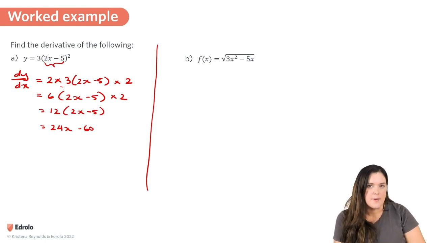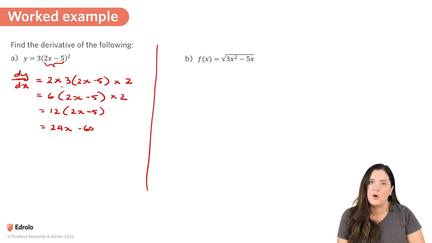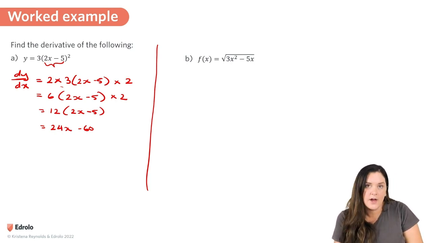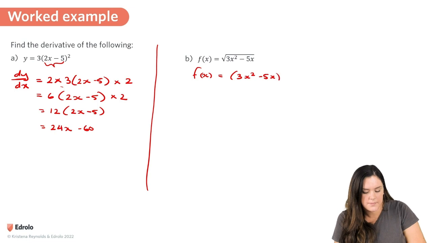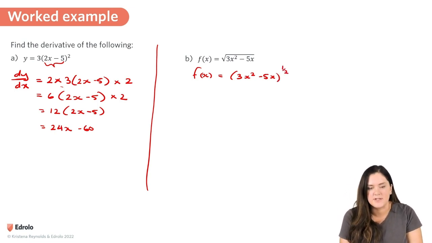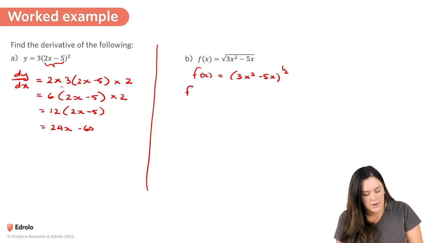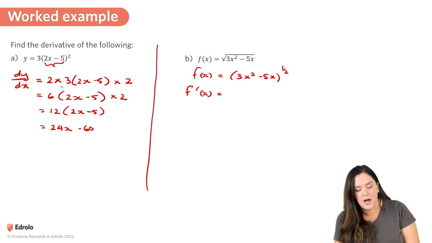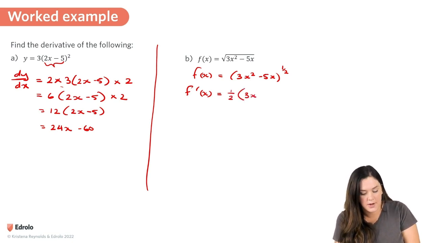So hopefully you remember from your index laws that when we have a square root, it is actually to the power of a half. So rewriting this, we've got f of x equals, then open our brackets, 3x squared take 5x, and that is to the power of a half. So now we can differentiate like normal using the chain rule. So we write f dash x, which is our notation for this one. We're going to bring that half to the front there, open our brackets, rewrite that like normal.